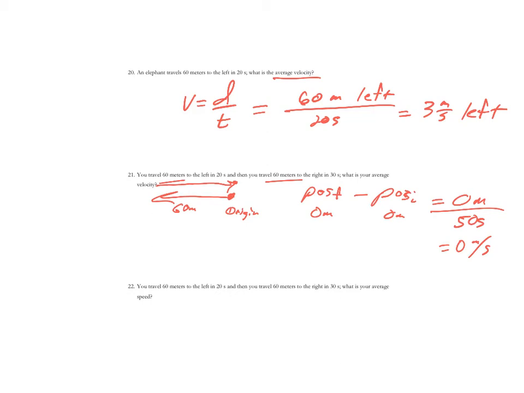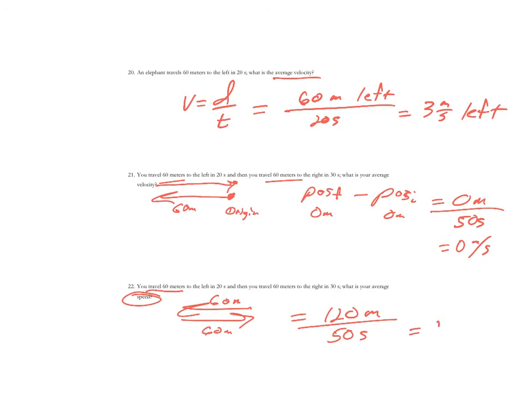I bet they do something different to us here. We go 60 meters. Since it's speed, I just care about the distance. And 60 back, which equals 120 meters total, and I did that in 50 seconds. This one I'm going to have to take out the old handy-dandy calculator and get 2.4 meters per second. No direction because it's just a number.